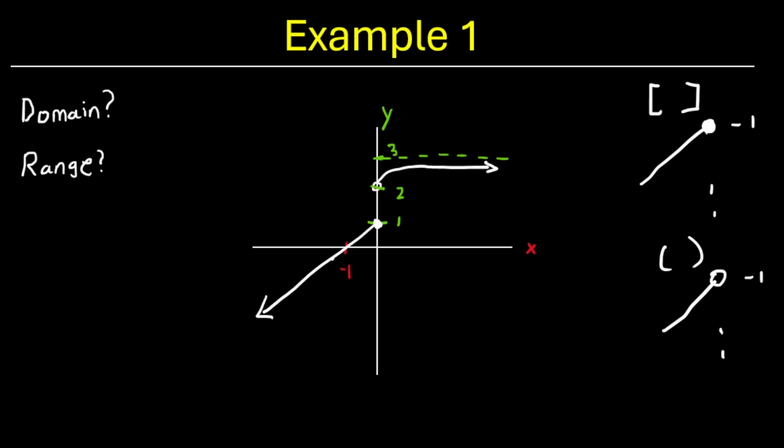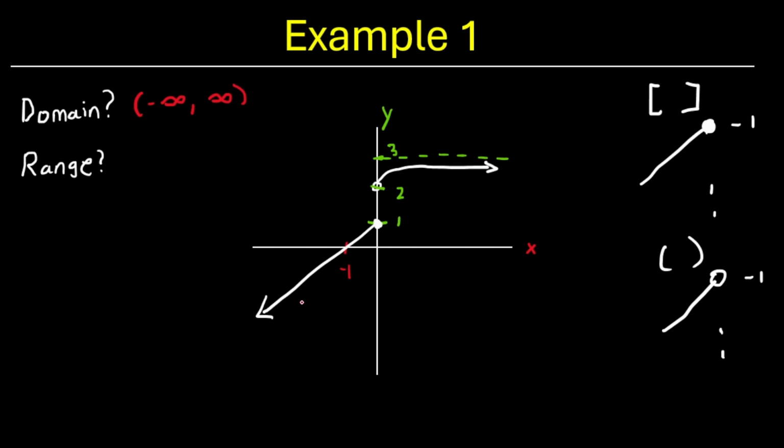We see this part of the plot goes to the left infinitely. So our domain's going to start out from negative infinity. We come up here to 0, 1. We notice that this is inclusive. And then it hops up to this plot and goes over and to the right infinitely. So our domain is from negative infinity to infinity.